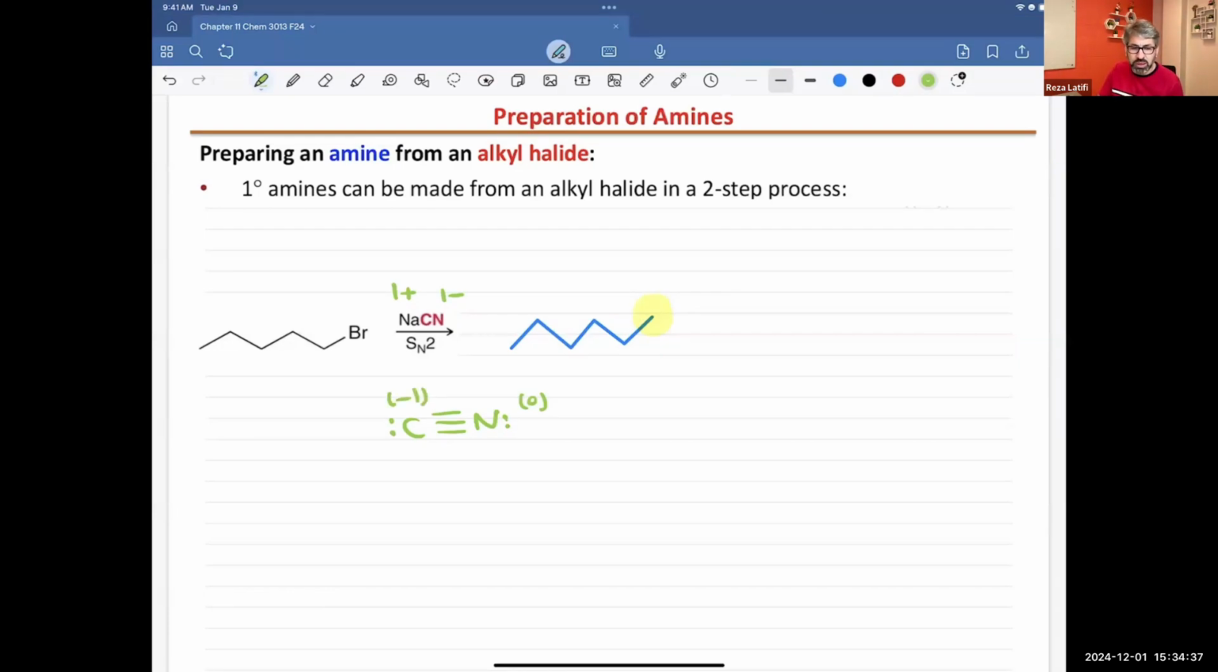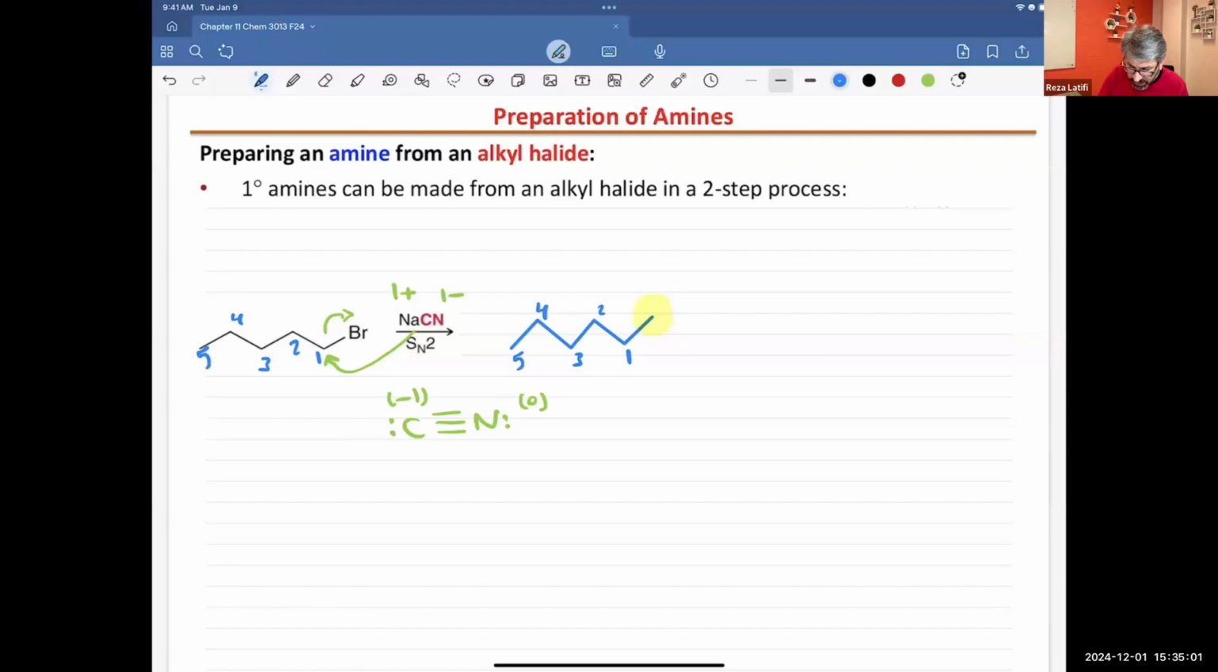So carbon is going to be the one that will attack the carbon with the halide group, the alpha carbon, and the halide will leave the system. So what do we get in this case? Remember this, right now we have 5 carbons: 1, 2, 3, 4, 5.